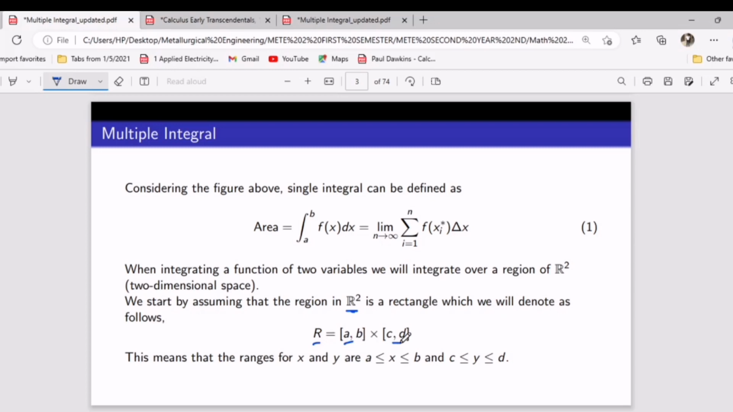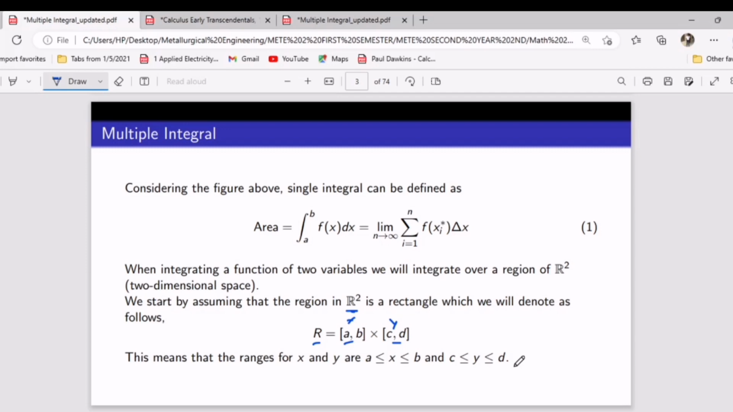How do we do that? What it means is that the ranges of x and y are, this is for x and this is for y. Always note that the first one is for x and the second one is for y. In a typical question, they're going to give you values for a and b, c and d, and then you will take it as an interval, right? So for the ranges, x is greater than or equal to a and less than or equal to b. I hope you understand. And for y, y is greater than or equal to c, less than or equal to d.